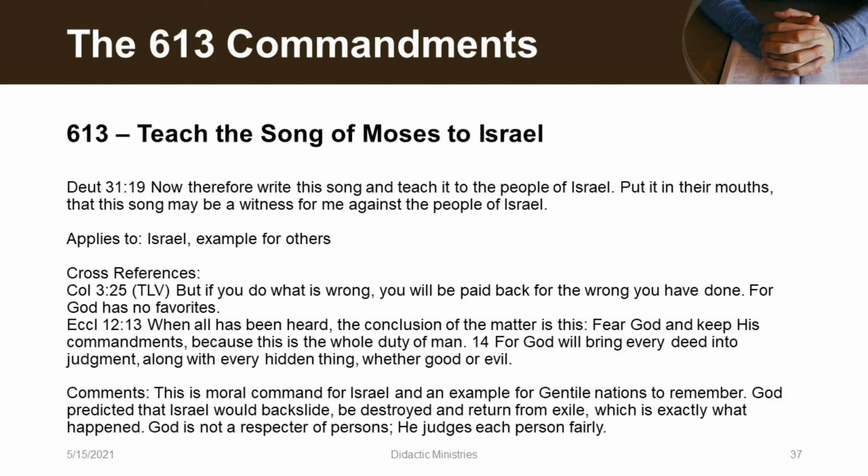As we conclude this study of the 613 Torah commandments, I think it is fitting that we close with a passage from the book of Ecclesiastes, chapter 12, verses 13 and 14. "When all has been heard, the conclusion of the matter is this: fear God and keep his commandments, because this is the whole duty of man. For God will bring every deed into judgment, along with every hidden thing, whether good or evil."